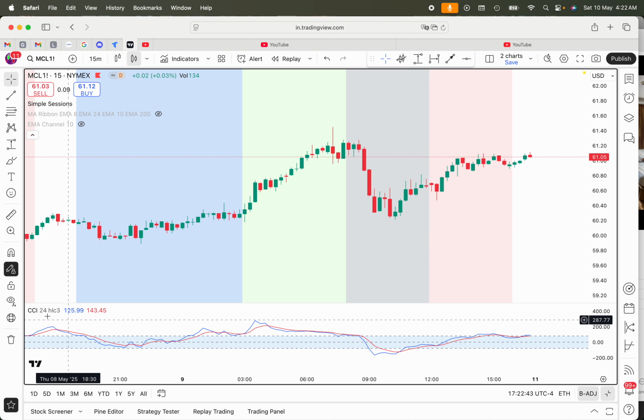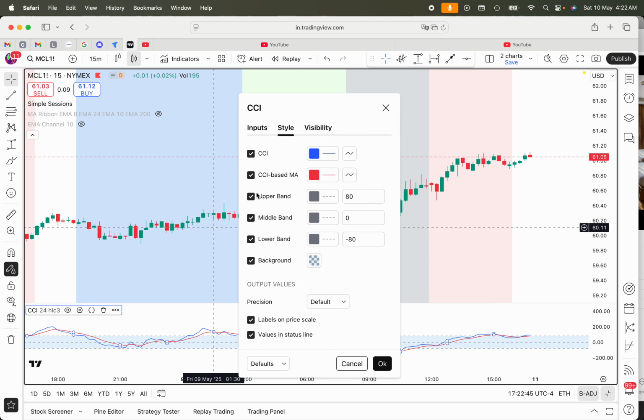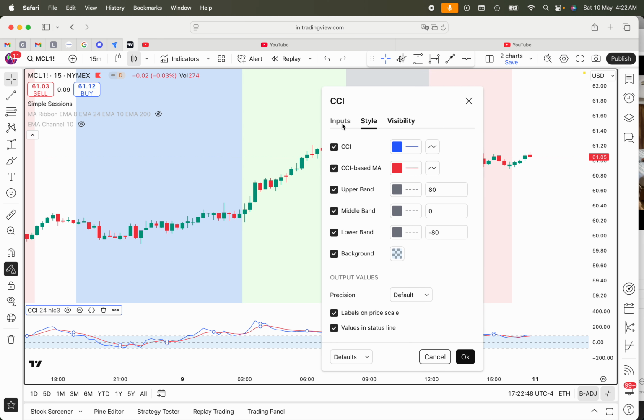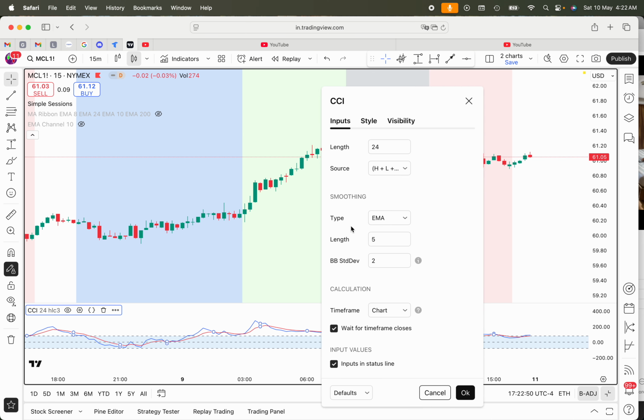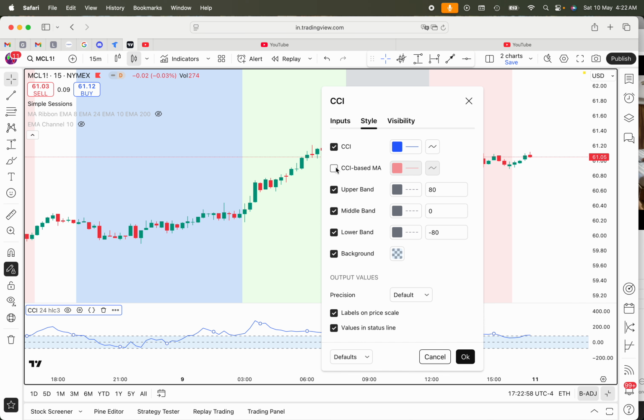So down below is the CCI. It's set at 24. I've been mucking around with the moving average, which is the red line, and I've just got this set to 5. You don't even have to have it on, you really don't, because all we're focusing on, for longs, is whether it's breaking through the channel.